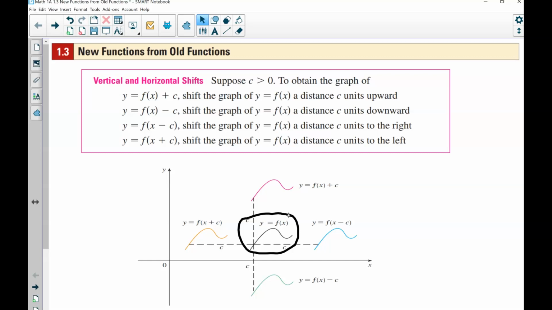When you have y equals f of x minus c, then you will see that the distance that it shifts is c units downward. And then if you have y equals f of x minus c, then you will be shifting it c units to the right. And if it's y equals f of x plus c, then you will shift the graph of the function c units to the left.